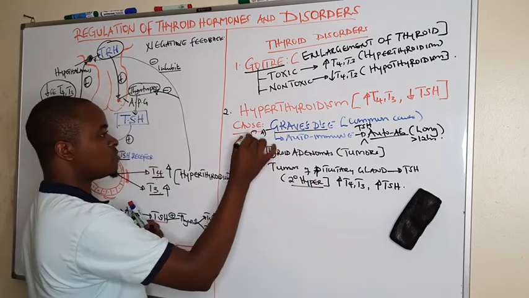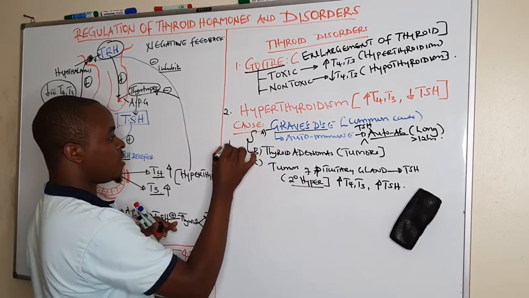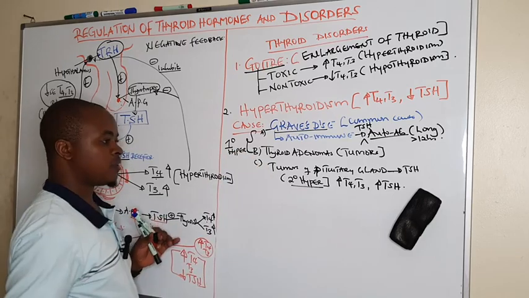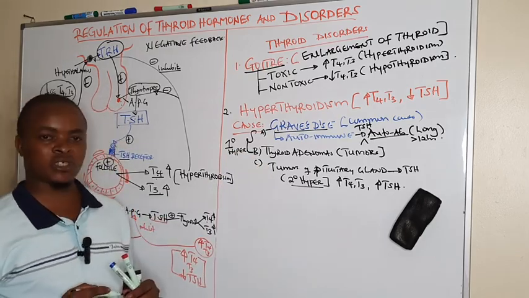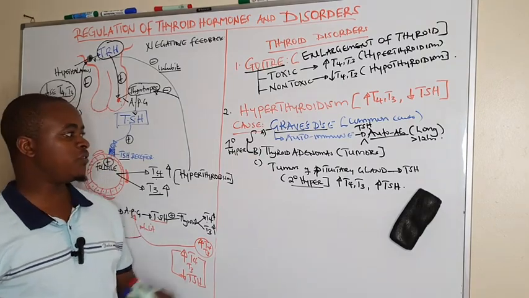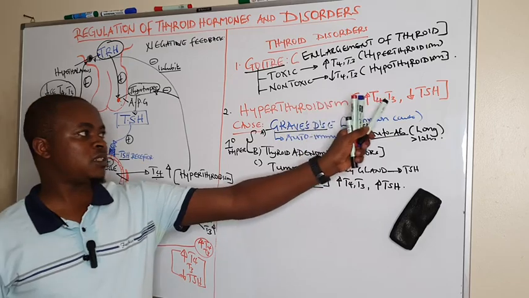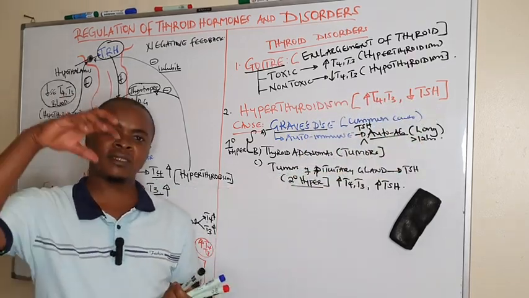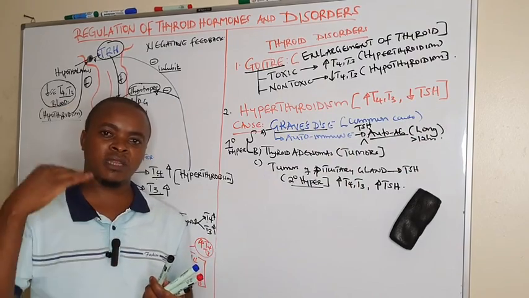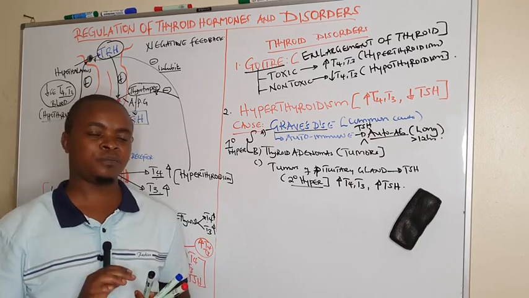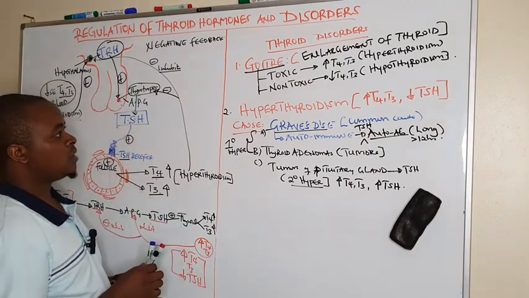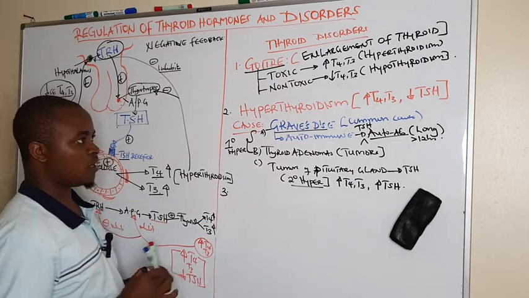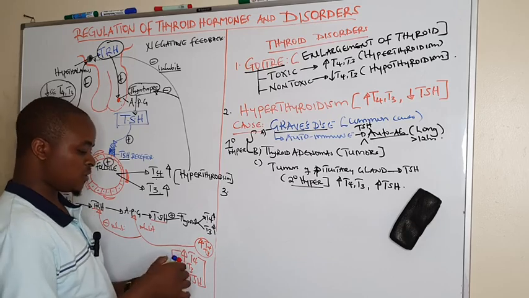But these first two are the causes of primary hyperthyroidism. So that is what we can note. If it is primary, it is increased T3 and T4 with low TSH. But in the secondary, it means the cause is not the thyroid, but the problem is with the anterior pituitary gland. Then from that we can look at the third disorder, which is hypothyroidism.